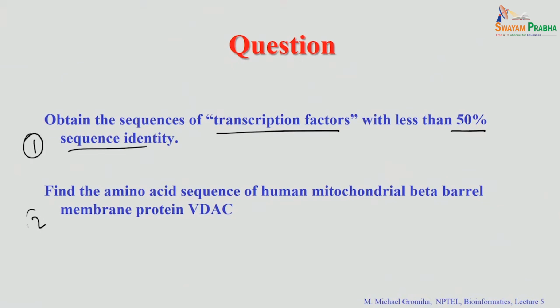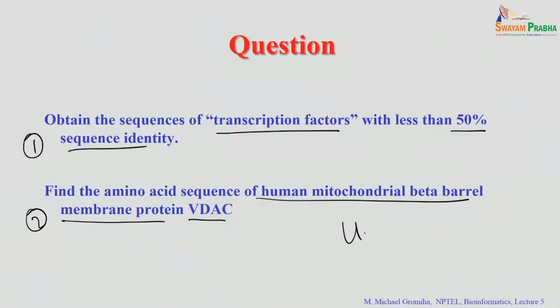For question number 2, I am interested in understanding the function of a particular protein, for example, this human mitochondrial beta viral membrane protein. Two questions. To understand the first question, how do we obtain the transcription factors with less than 50% sequence identity?